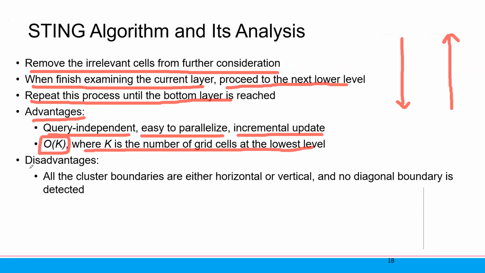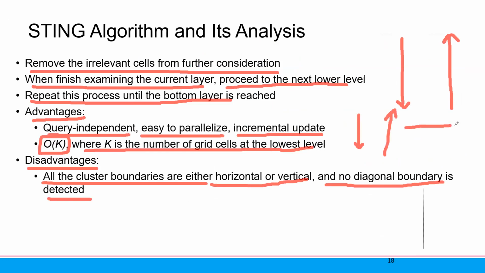This algorithm is easy, but there is a disadvantage. All the cluster boundaries are either horizontal or vertical, and no diagonal boundary is detected. So we just have from top to bottom, or from right to left, or left to right, but there is no possibility for diagonal. If it is vertical or horizontal, fine, but there is no diagonal to calculate with this algorithm.